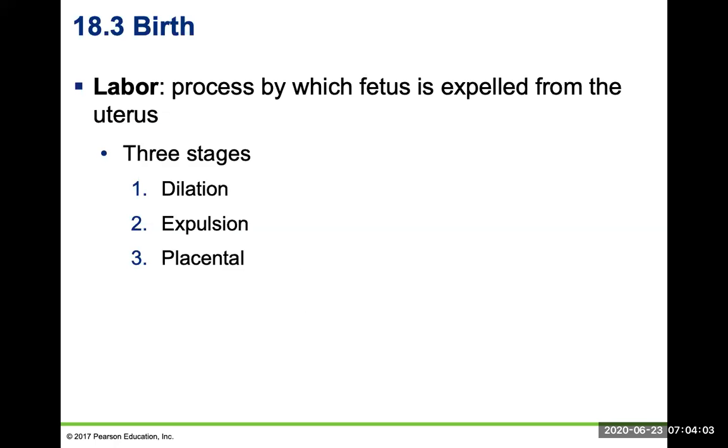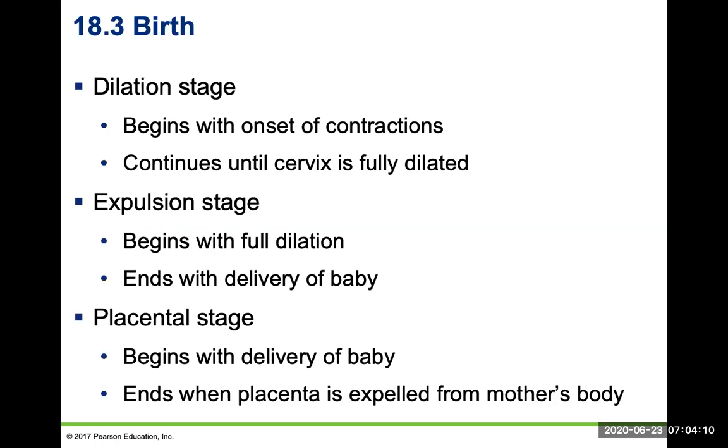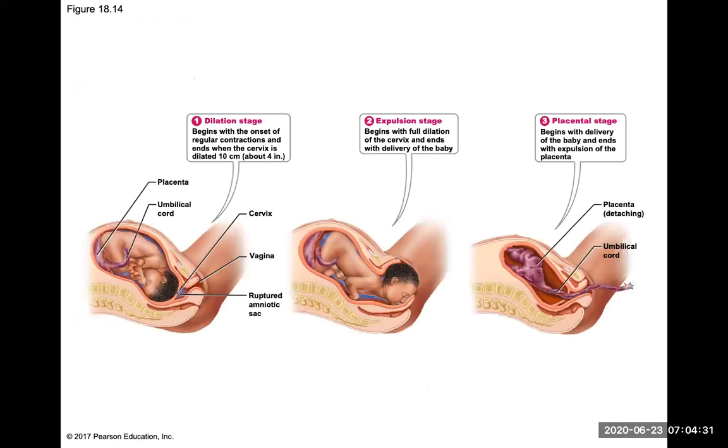Labor is the process by which the fetus is expelled from the uterus, and there are 3 stages: dilation, expulsion, and then the placental expulsion. Dilation is when the contractions will start and continue until the cervix is fully dilated, or open, to about 10 centimeters. Expulsion will begin with full dilation and end with delivery of the baby. And the placental stage begins with the delivery of the baby and ends when the placenta is expelled from the mother's body. So this just kind of shows the 3 stages here.